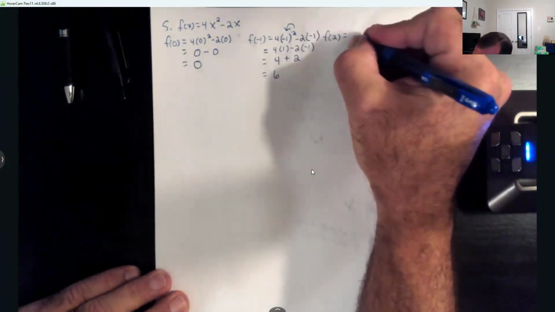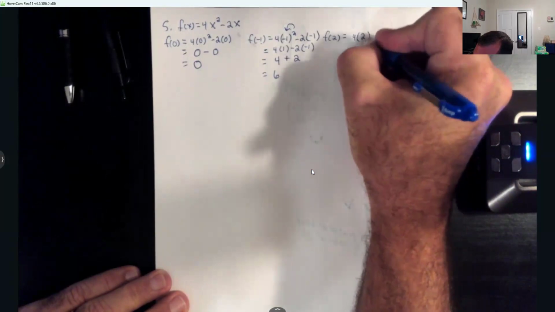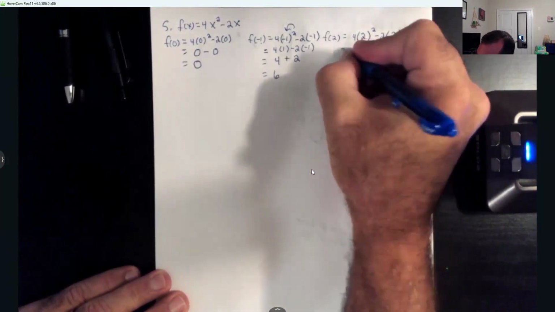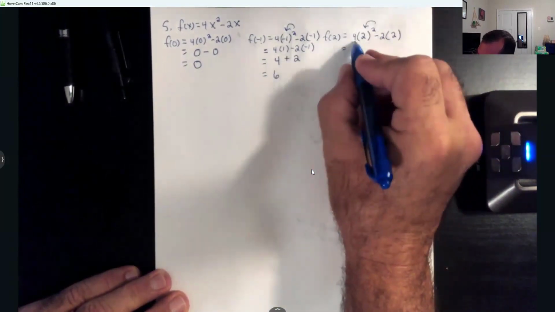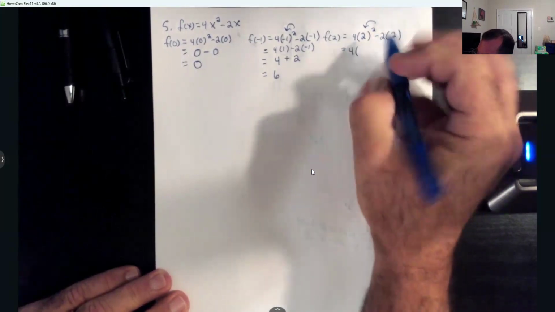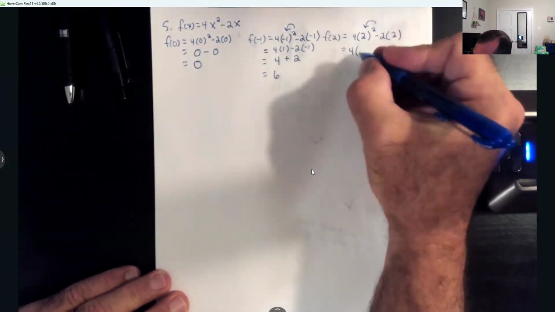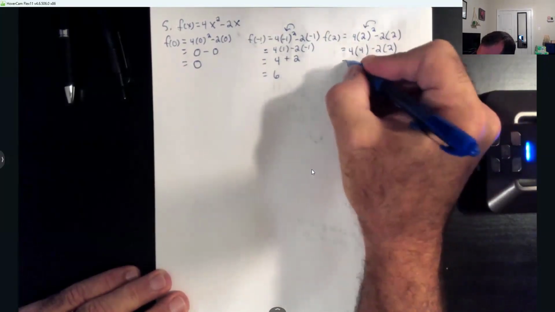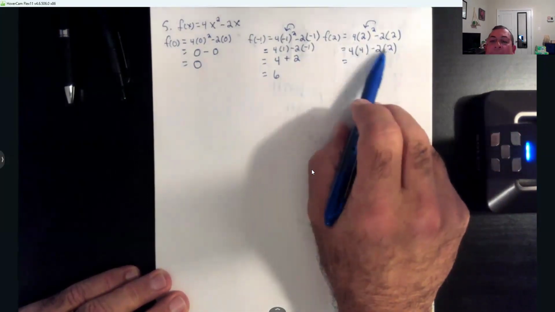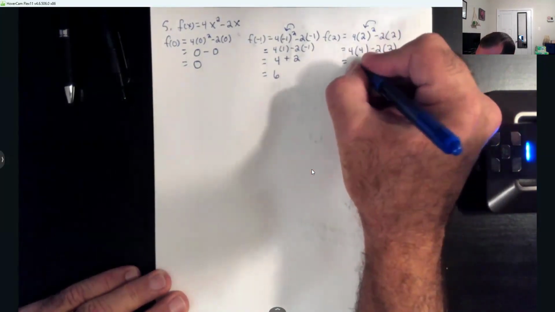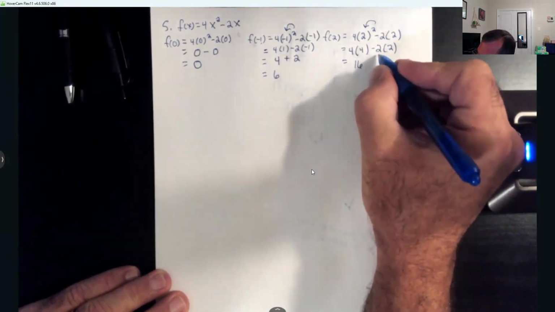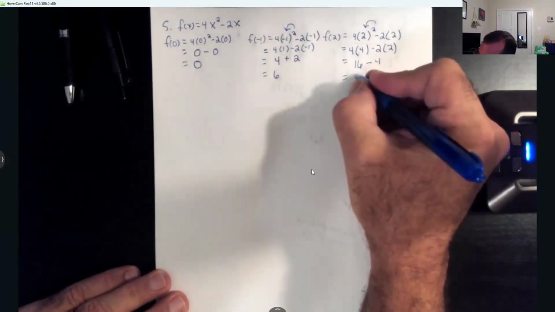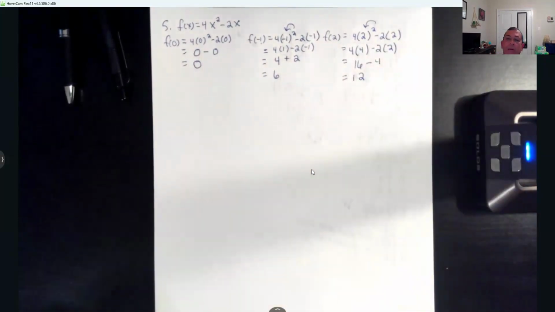So f of 2, that'll be 4 times 2 squared minus 2 times 2. So I'm going to do the exponent first. So I bring down that 4. 2 squared is 2 times 2, which is 4. I'm bringing everything else down. All right, so I'll multiply this and then I'll multiply that. So 4 times 4 is 16. Minus 2 times 2 would be minus 4. And y'all, finally, 16 minus 4 is 12.